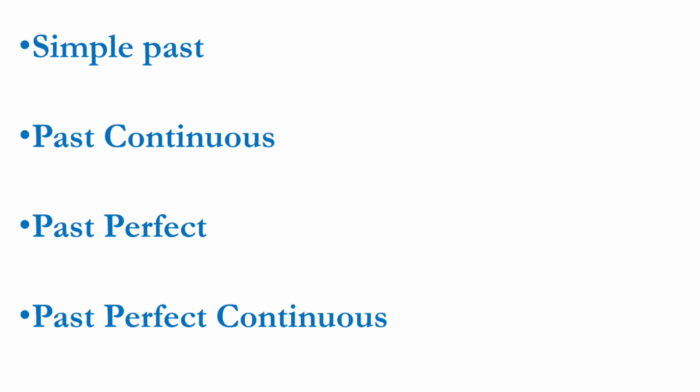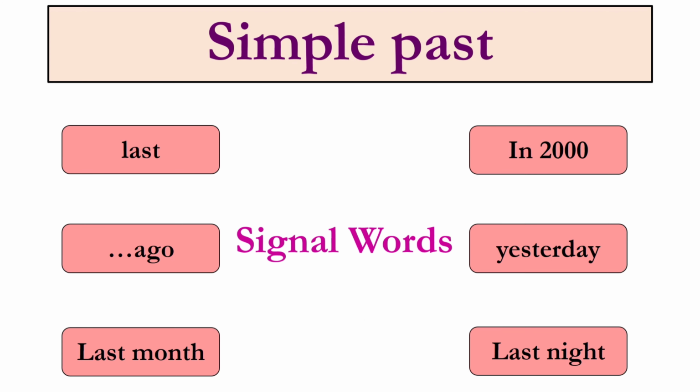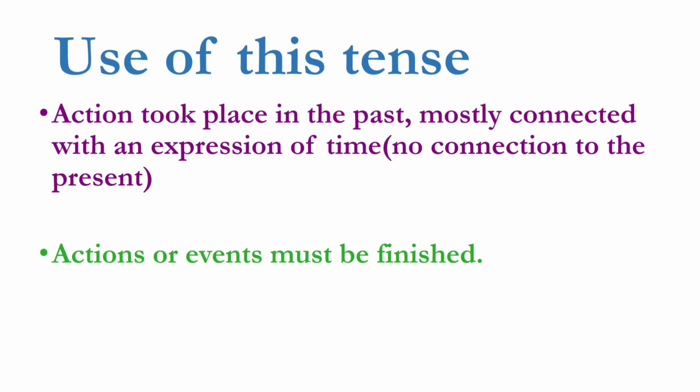Past tense has 4 forms: simple past, past continuous, past perfect, past perfect continuous. There are some signal words such as last, yesterday, past years, last month. We use past tense for actions which took place in the past, mostly connected with an expression of time without any connection to the present. The other use is for actions or events which are finished.